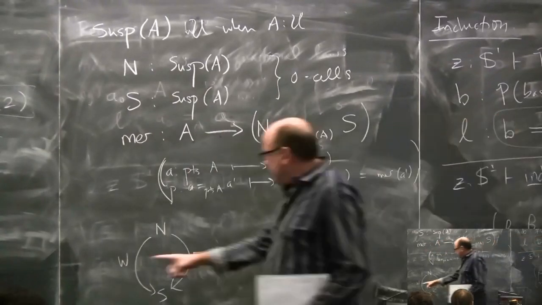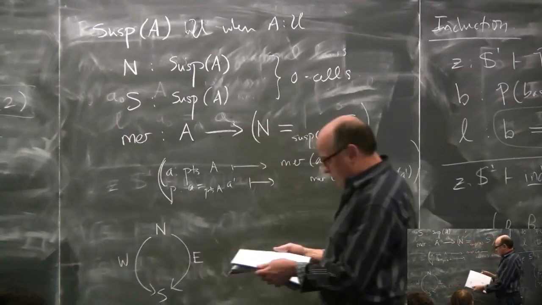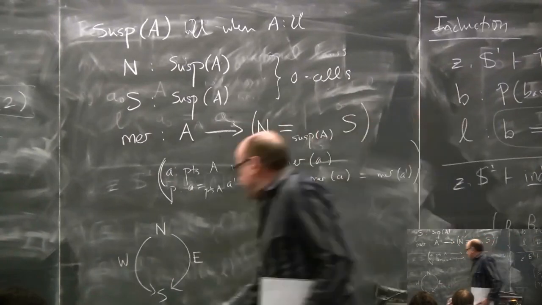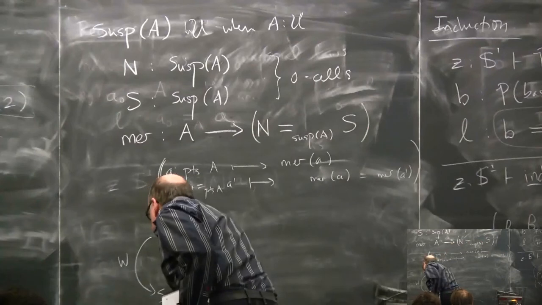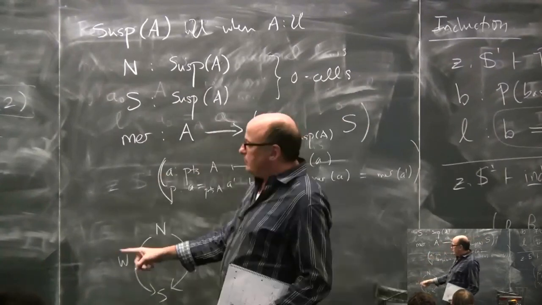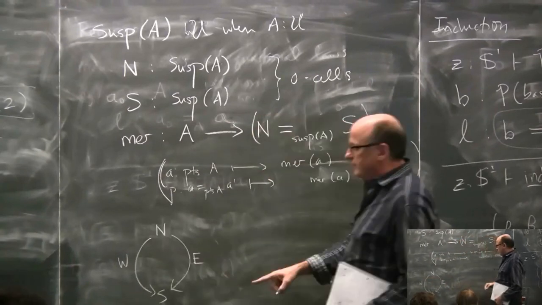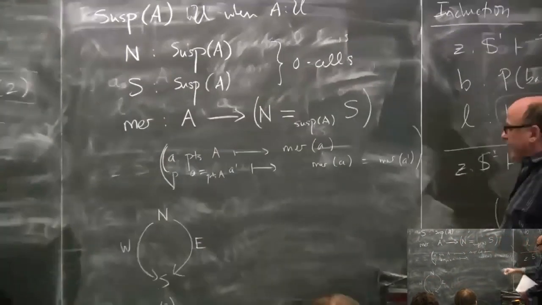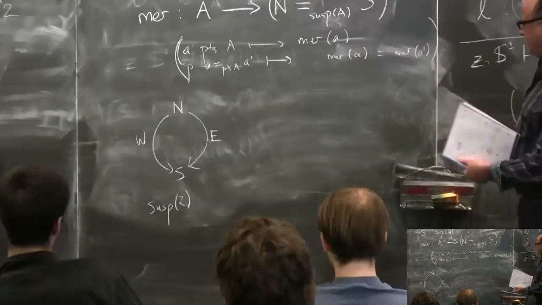And those are being indexed by 2, that's what's going on here. So this is susp of 2. We can write it like that. I have a reason to write it west and east. By definition, that means meridian of 0 and meridian of 1. I want to write it like that because it helps me draw the next picture. Okay, wish me luck here.